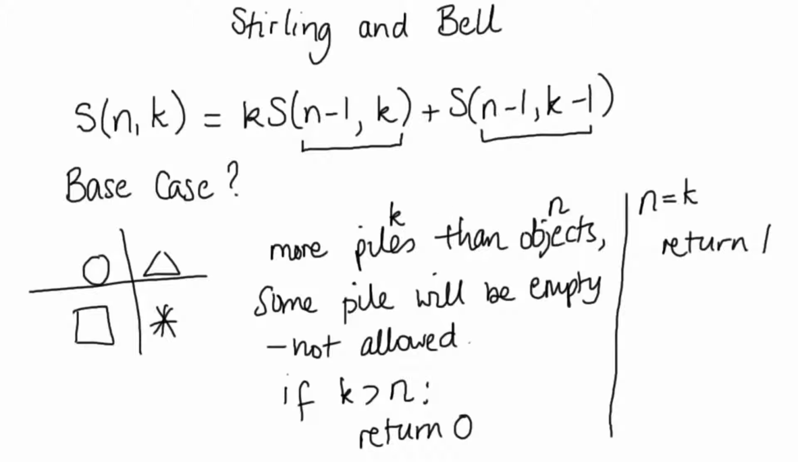The other case we need to consider, or we can consider, is if k is 1. What if we want to split the objects up into one pile? Well, there's only one way to do that, so we can return 1 there as well.